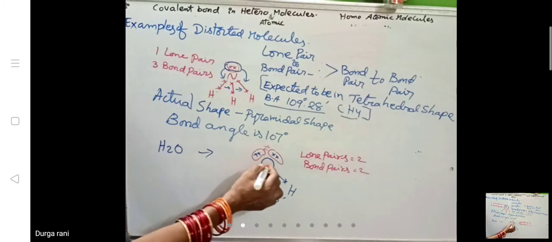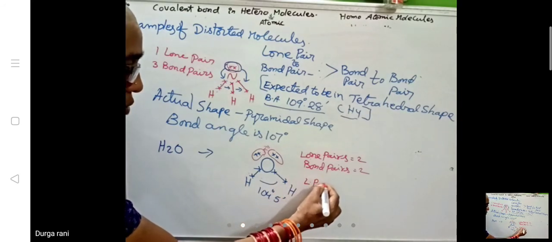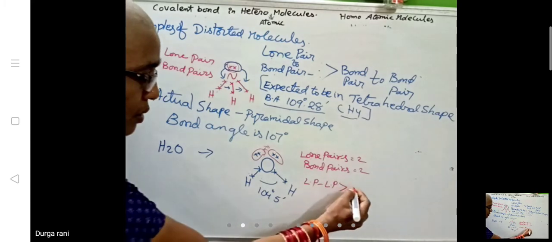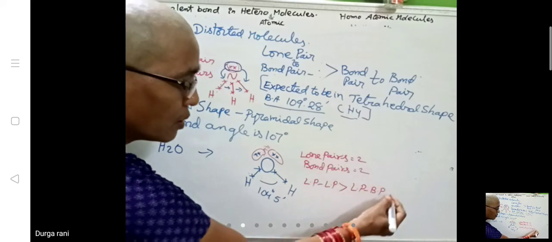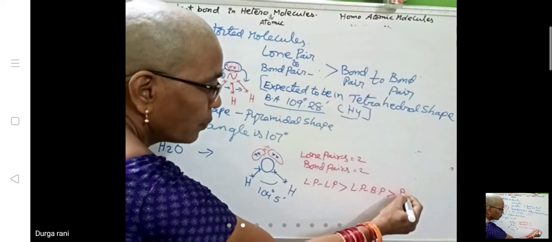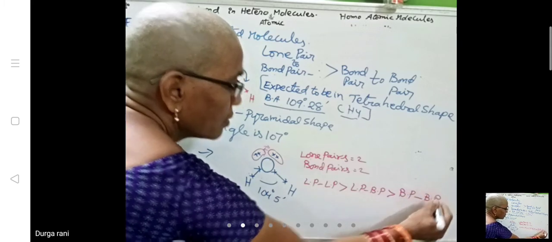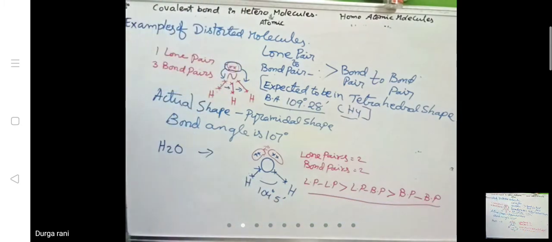Now you see here again, lone pair to lone pair repulsion is greater than lone pair to bond pair repulsion. It is greater than bond pair to bond pair repulsion. This point is to be noted.